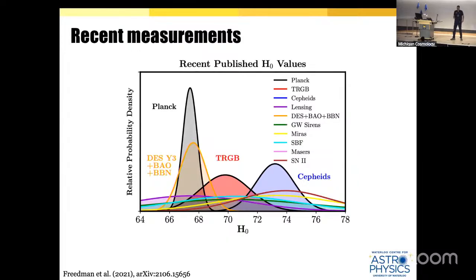So these are now increasingly not like recent measurements because it's now 3 years old, this plot. But this is basically what you've got. You've got low values favored by low redshift measurements of cosmology, high last scattering surface measurements of cosmology versus high values from Cepheid variables.